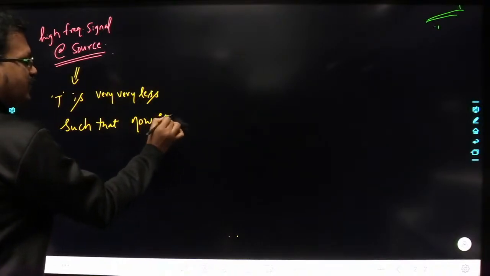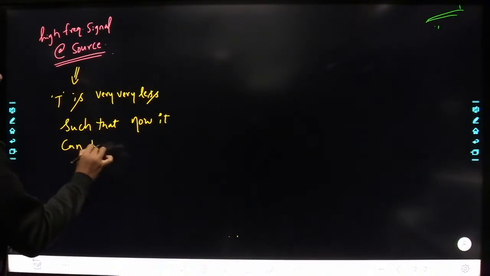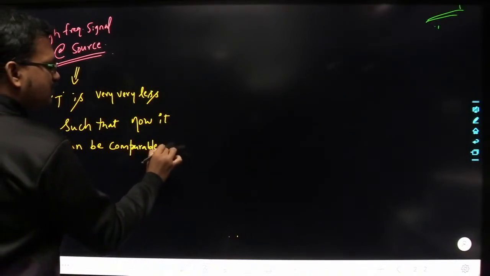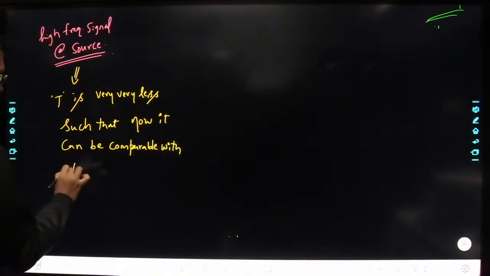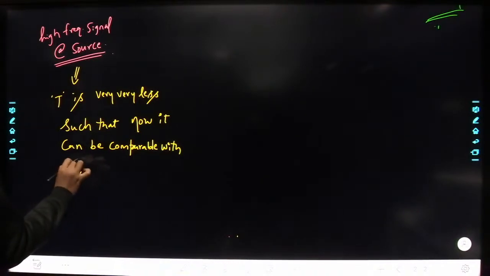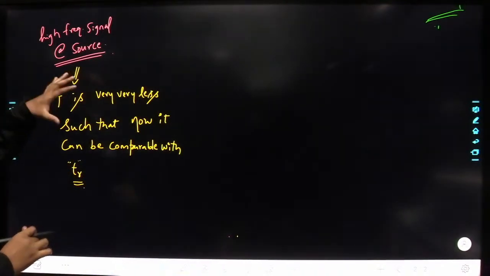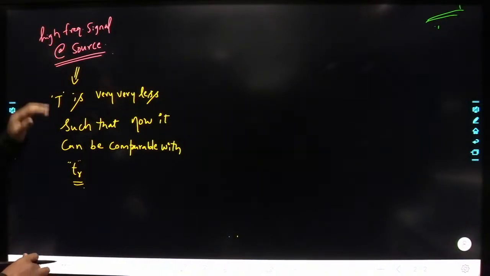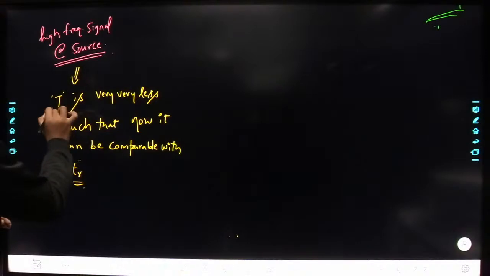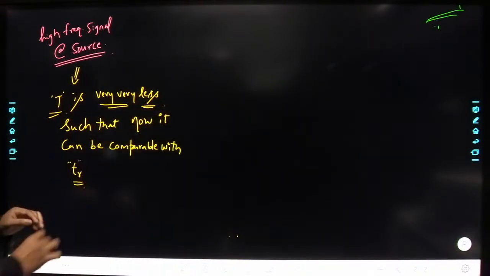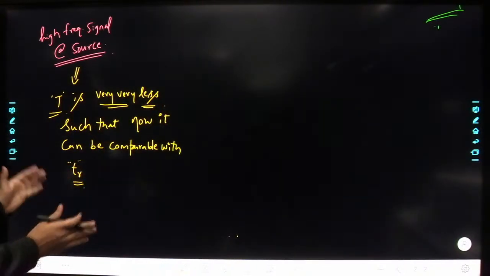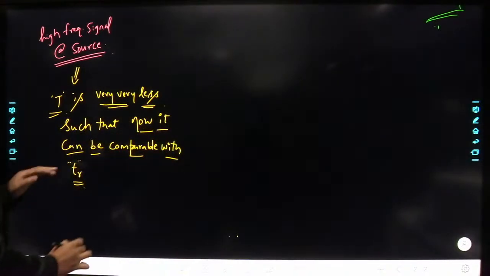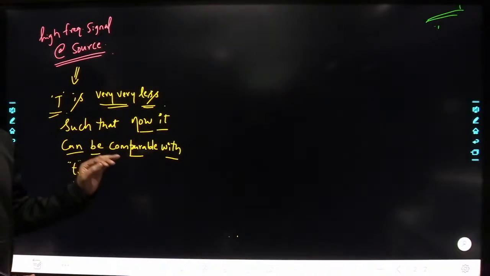now it can be comparable with TR, the transit time. How small here? I am applying a high frequency signal at the source. So in this case, the time period of the signal is very small, understood? Such that now it can be comparable with the transit time.